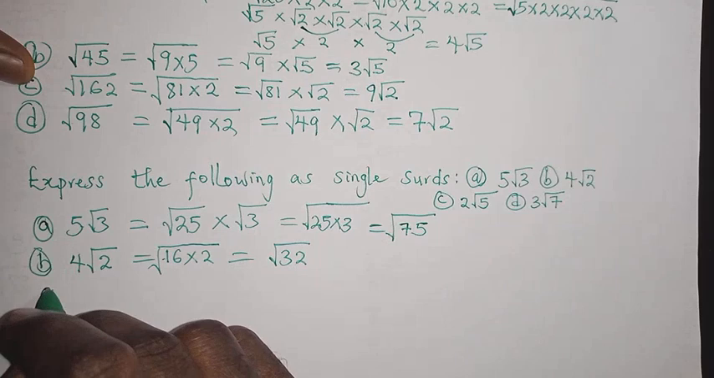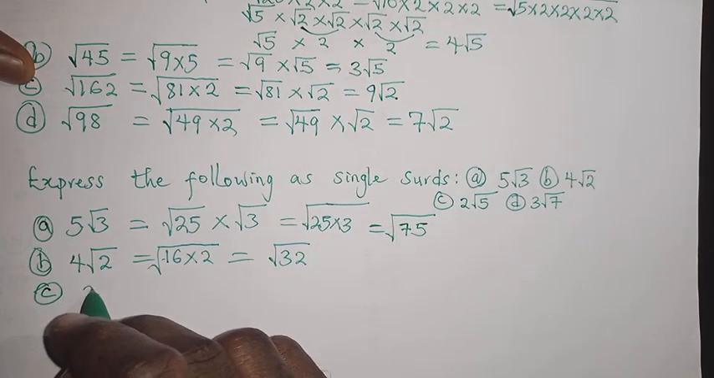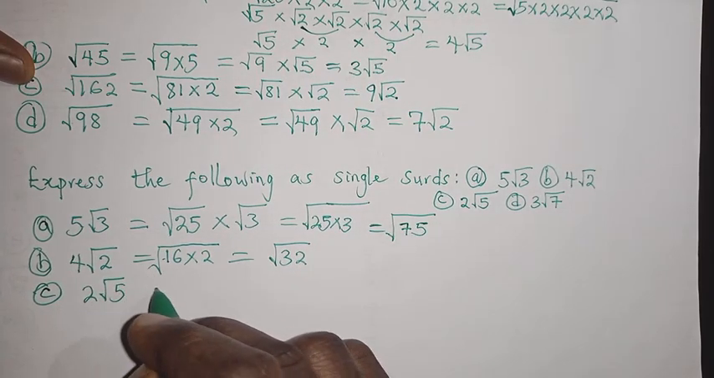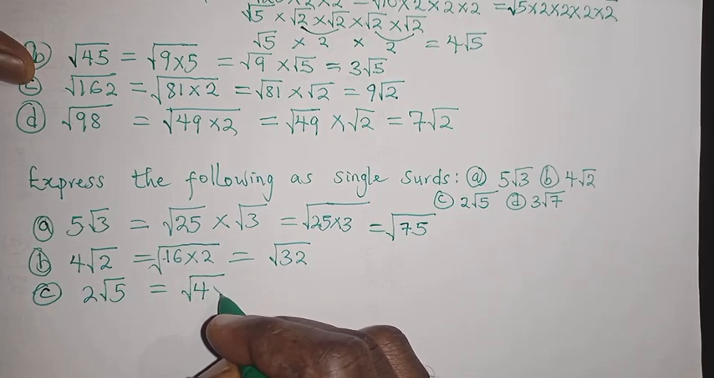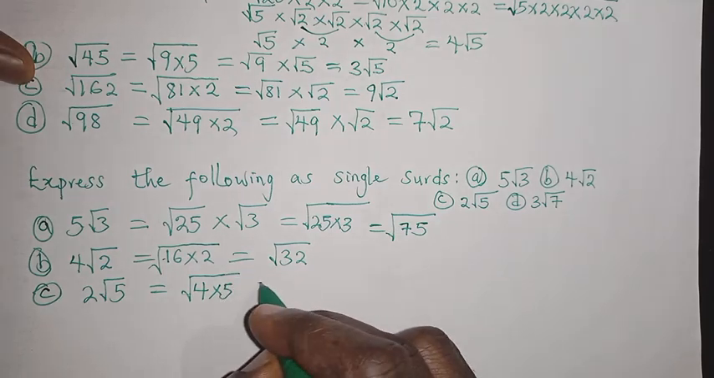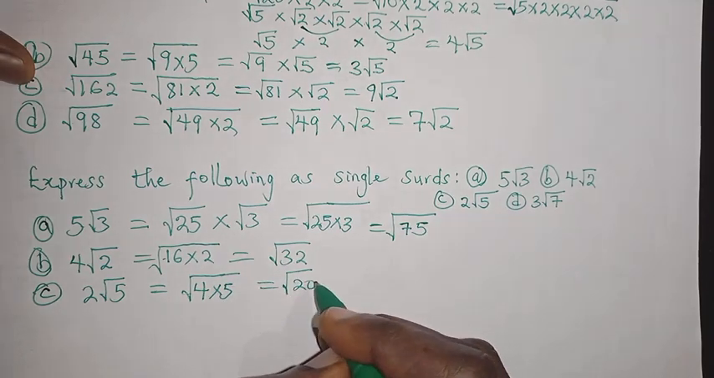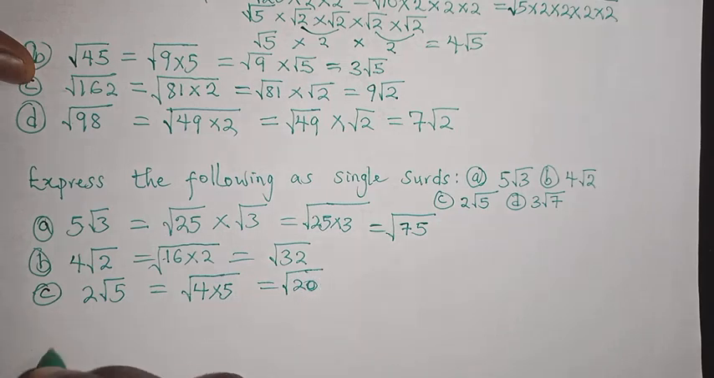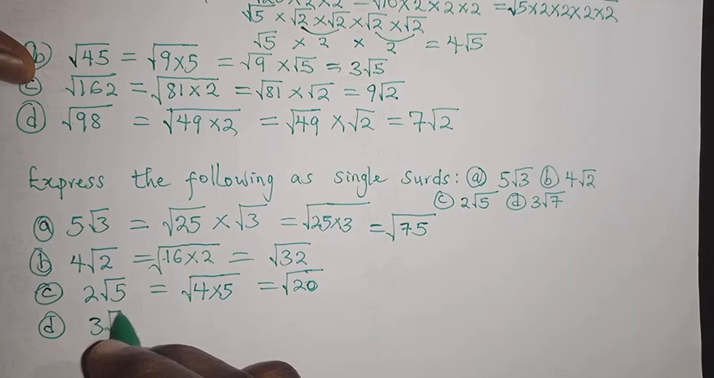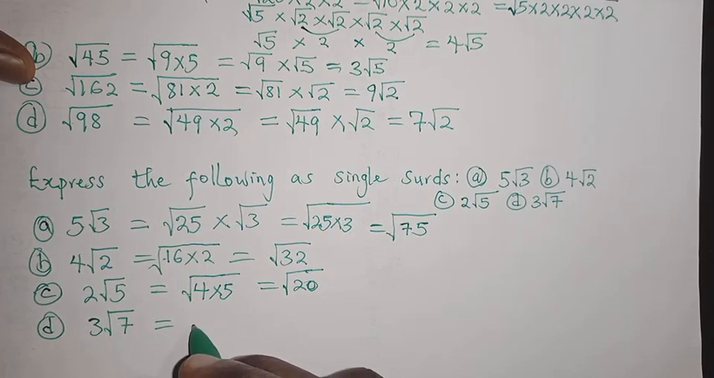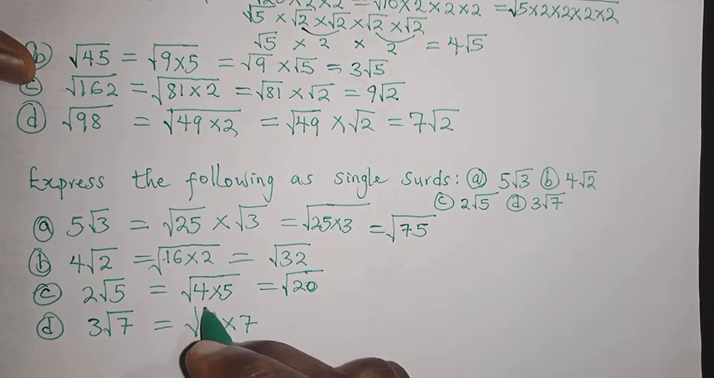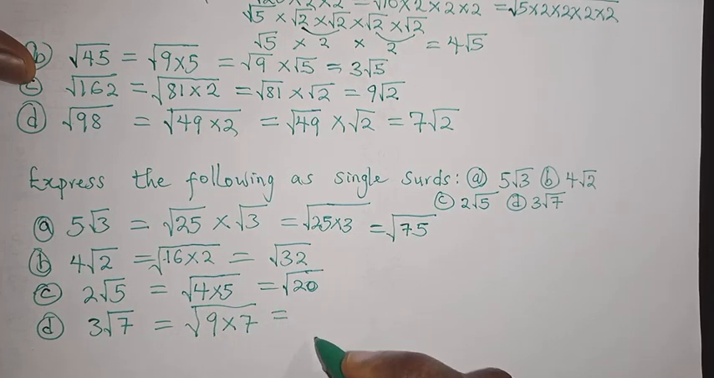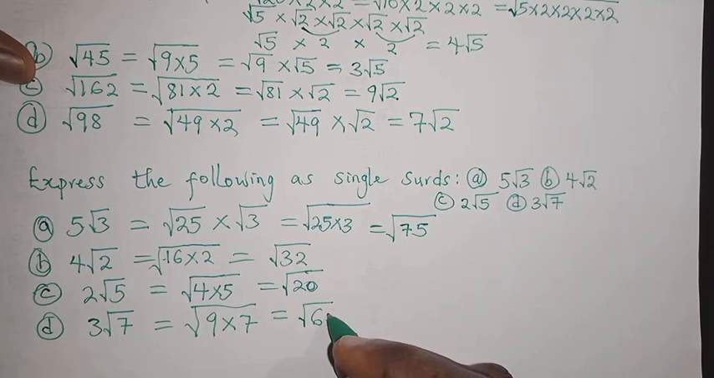Then we also have the C part. It says 2 root 5. So I need to take 2 into the square root and it gives me 4. So that's 4 times 5. So this becomes root 20. Then the D part is 3 root 7. So when I take the 3 into the square root, it gives me 9. So at the end of the day, what I have is root 63.